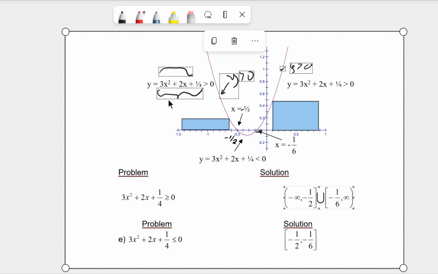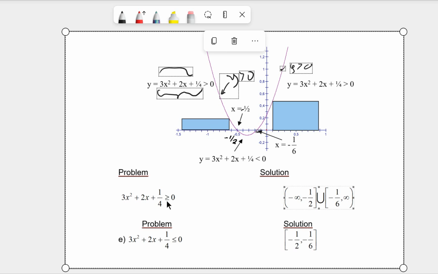Then the solution to the inequality 3x squared plus 2x plus 1/4 greater than 0 are the x to the left of minus 1/2, an interval, and then union the x to the right of minus 1/6 up to infinity. This is the answer.